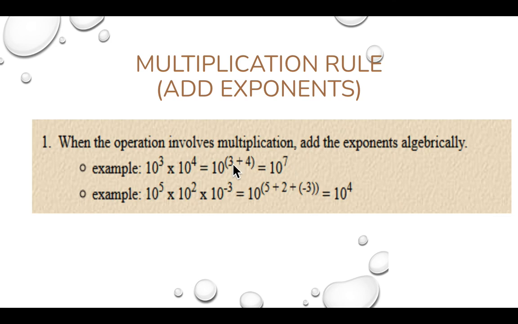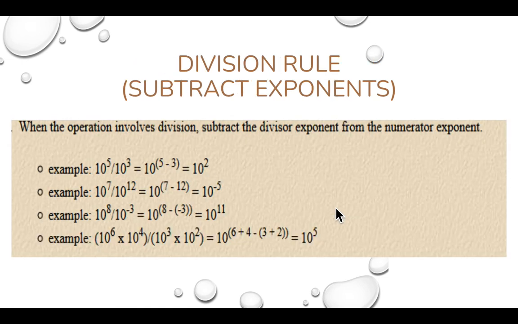We've got 7 of them. We just add. So when you're multiplying, you just add the exponents. Here's another one. It's 5 plus 2, and this is the negative 3, so we're adding a negative 3. It's as if this was on the bottom, because that's what a negative exponent means. It's 1/10. So 5 plus 2 plus negative 3 would give you 10 to the fourth. So when you're multiplying, you add the exponents.